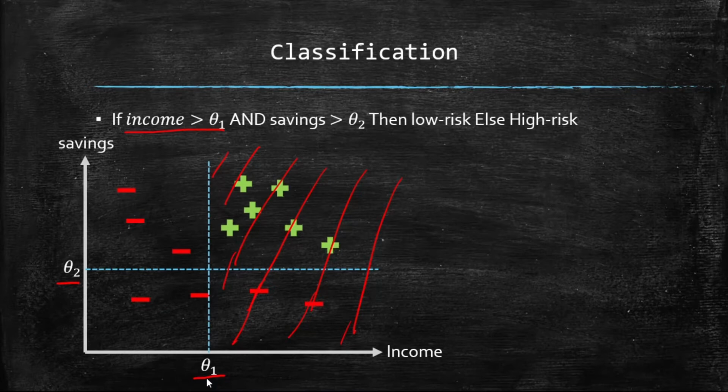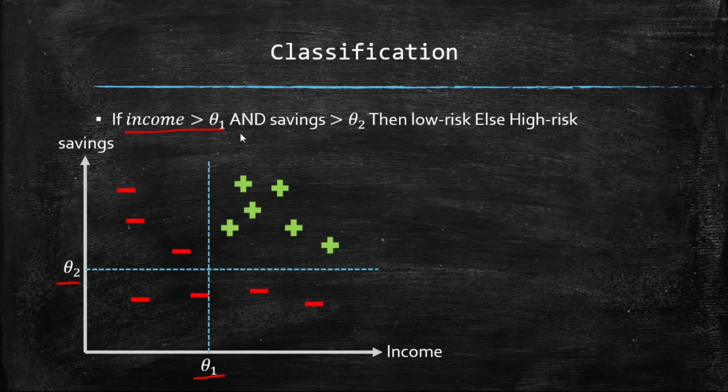Basically, that's not right, because as you can see, there are many high-risk customers who also are in the region that we have basically drawn these lines on, right? So you cannot claim that income more than theta 1 is a good enough rule for you to classify a customer as a low-risk customer or even a high-risk customer, because that area has both types of customers inside. Right. So then you would need another rule, right?